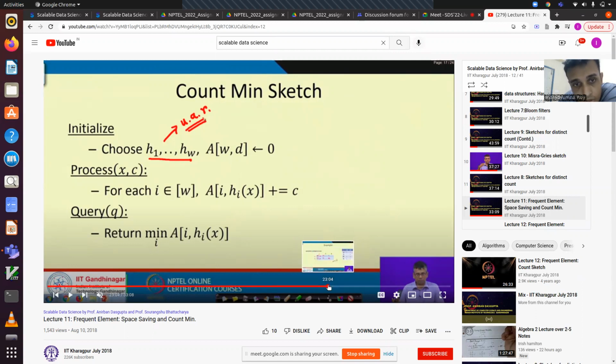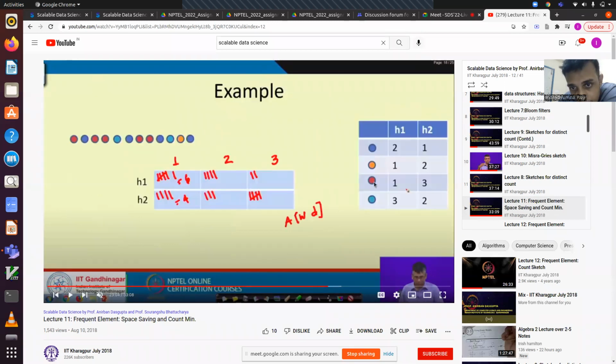So for example, here, the red maps to H11 and H23. So H11 is this, H23 is this, got it? And the min of these two is whatever it is. So this is 5 and this is 6, I think. So it will return that. Each hash function and each position will give you a cell, and then you have to take the min.